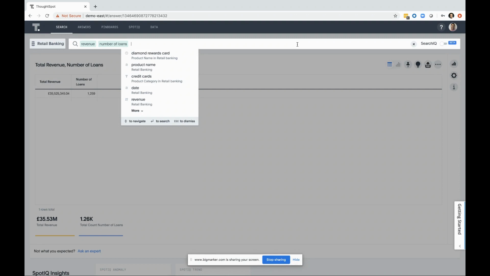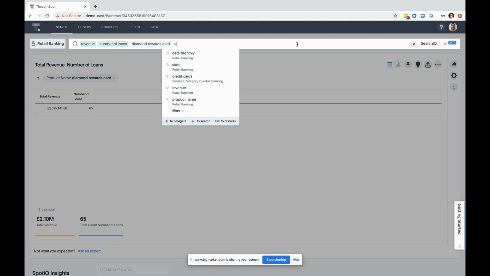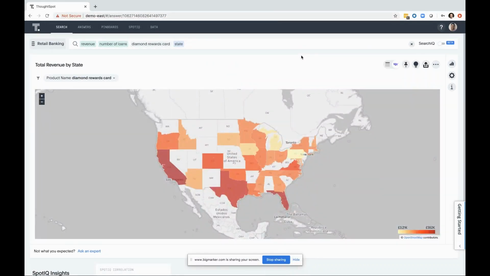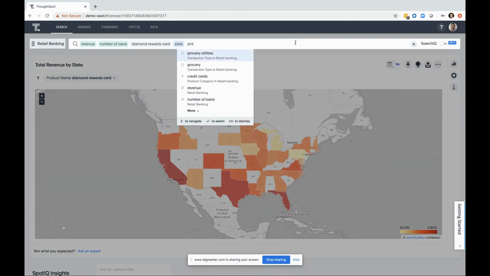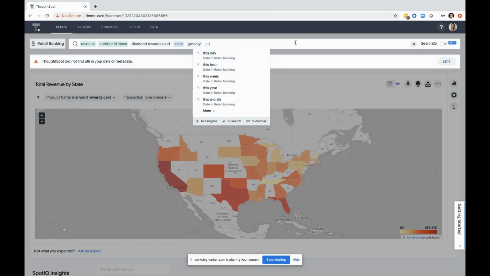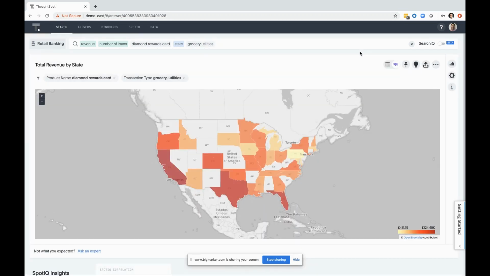So we're looking at revenue, we're looking at number of loans. I want to target the diamond rewards card on this day. And I want to see how different states in the country are performing. So we're looking at the US in this case. And I can immediately get a sense of performance over different regions. If there are certain transaction types that I'm interested in, such as grocery or say utilities, I can quickly add that as a filter. And I can see specifically how these areas are performing.